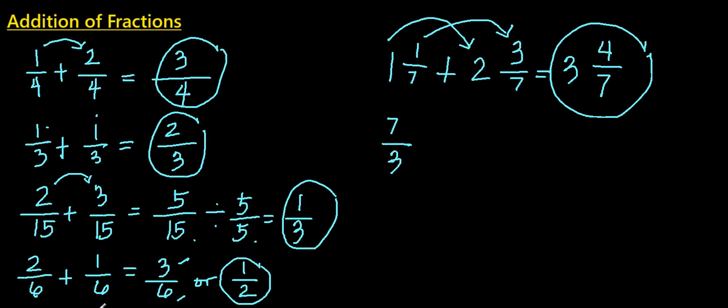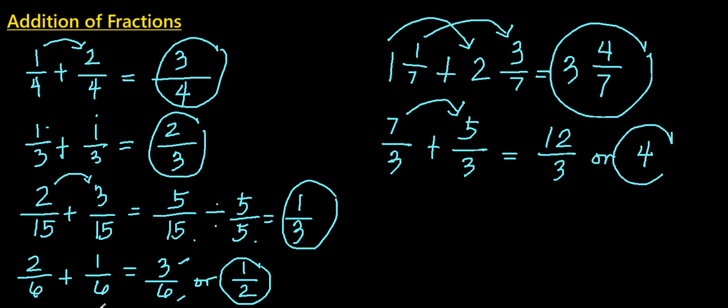7/3, an improper fraction, plus another improper fraction, 5/3. So we can simply copy the denominator, then add both numerators. 7 plus 5 is 12. Now we have to reduce this to lowest term. 12 divided by 3 is equal to 4.